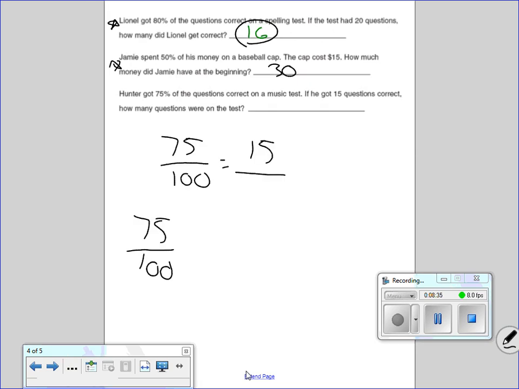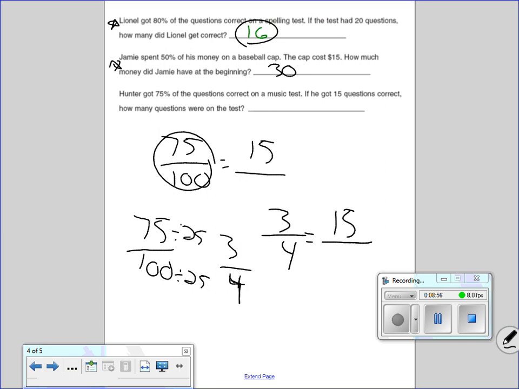If I'm thinking money, 75 and 100, let's think quarters. How many quarters equals 75 cents? 3 quarters. I'm going to divide 75 by 25, and I'm going to get 3. I'm going to divide 100 by 25, I'm going to get 4. What if I were to rewrite this fraction as 3/4 equals 15 over a number? 3 can go into 15, kids. 3 times 5 equals 15. 4 times 5 equals 20.